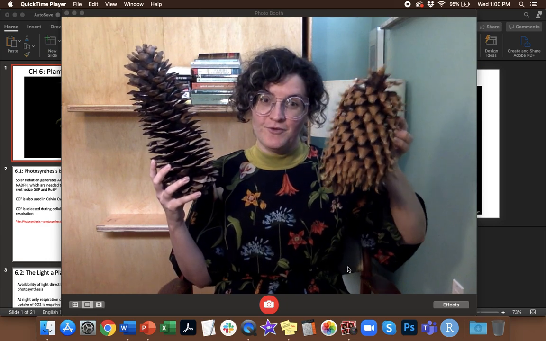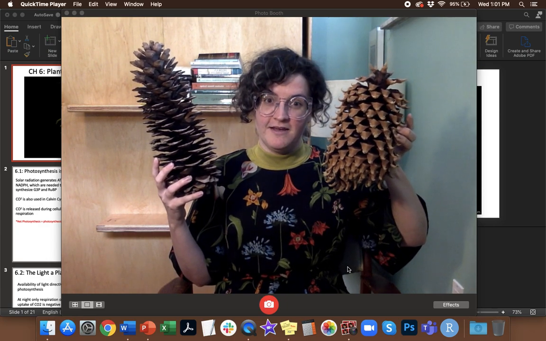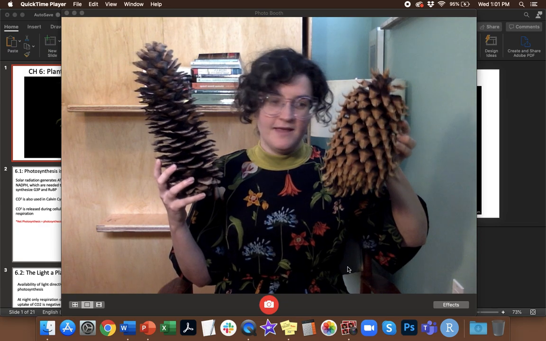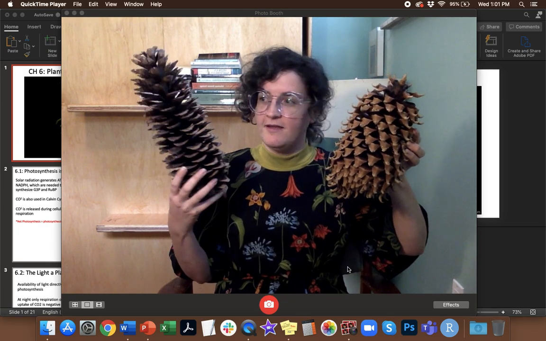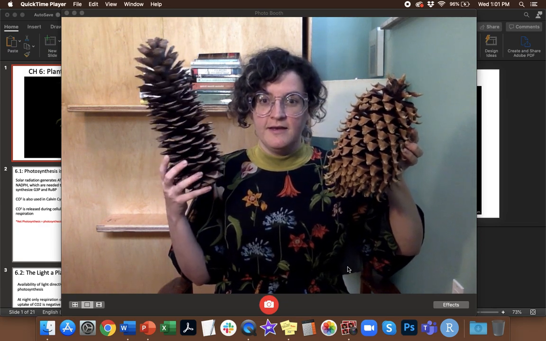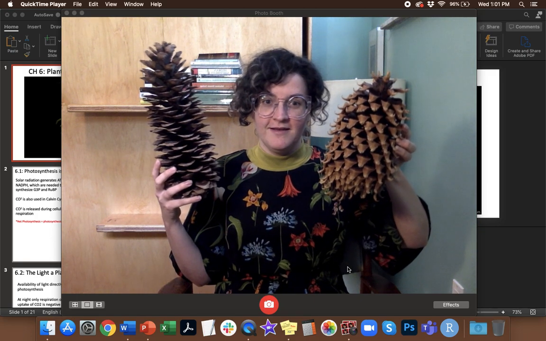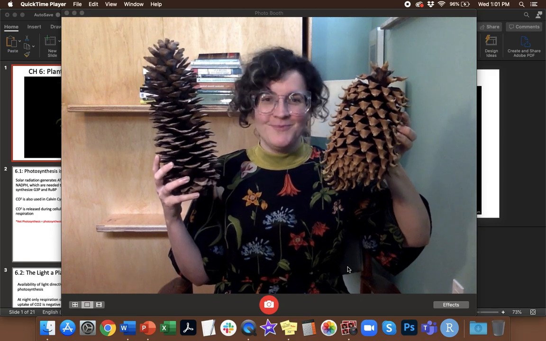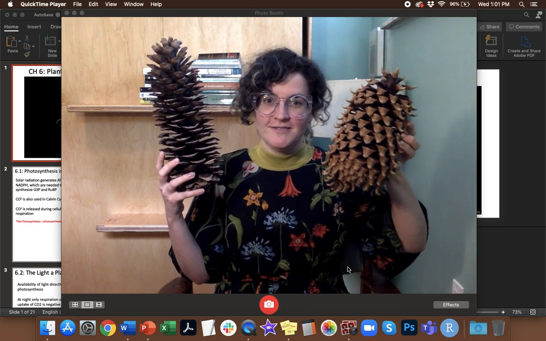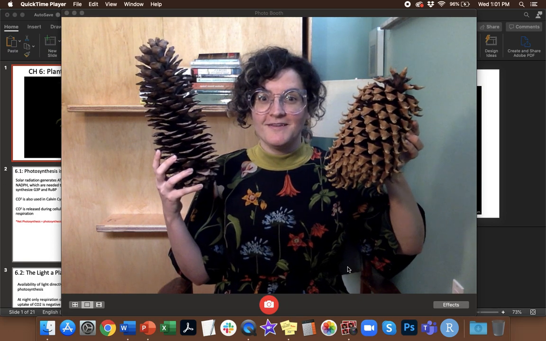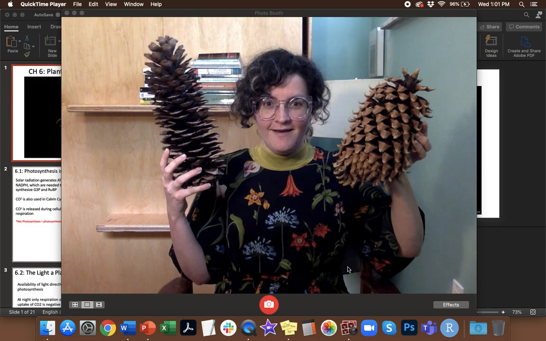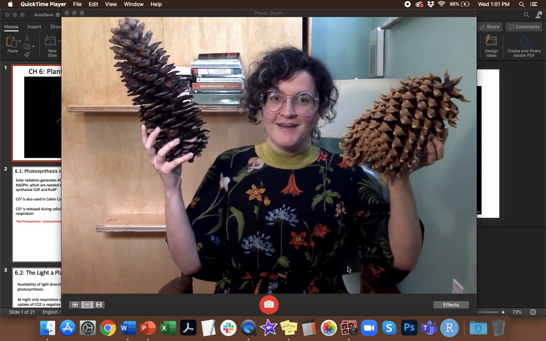This is from a coulter pine. It's very spiky and kind of hard to hold. And they grow in Southern California. This is from a sugar pine that grows up in the Sierra Nevada. And these are two really, really cool plant adaptations. So let's talk a little more about how plants adapt to different environments.